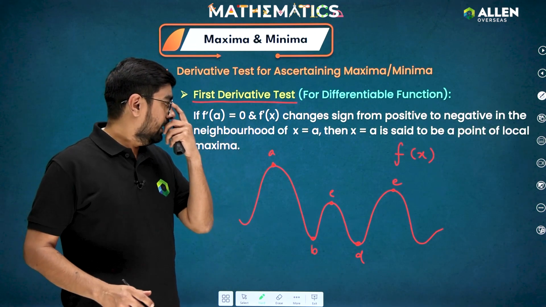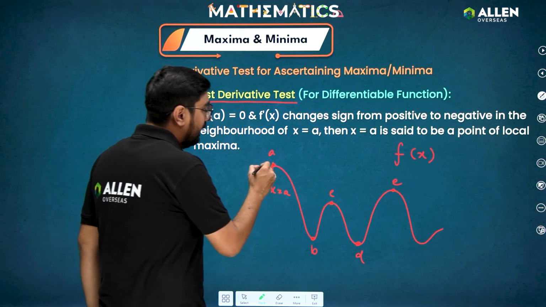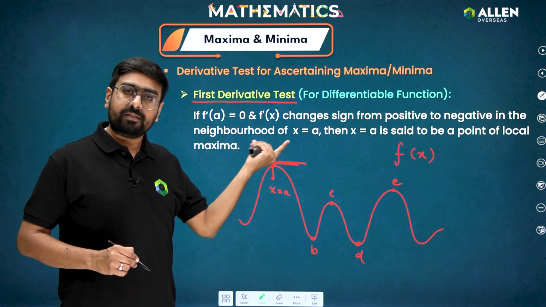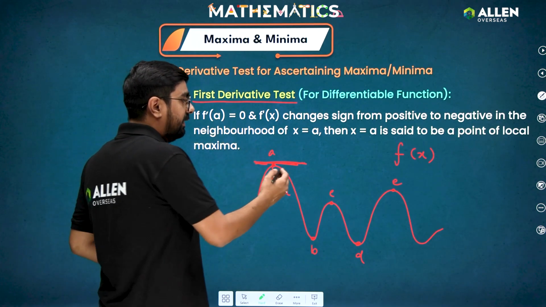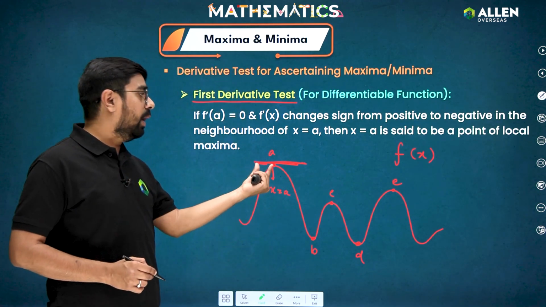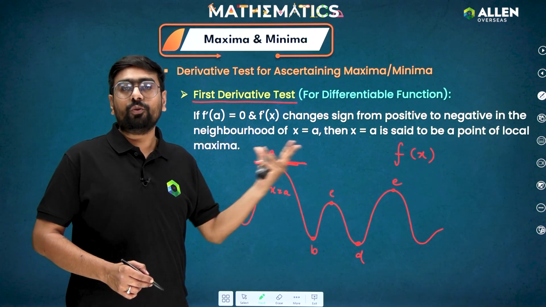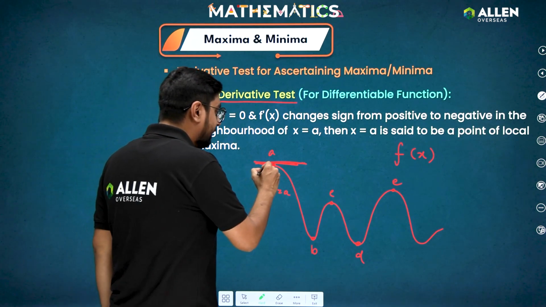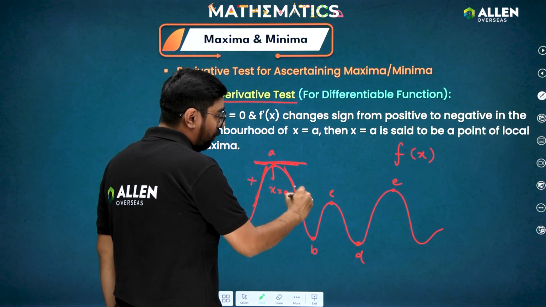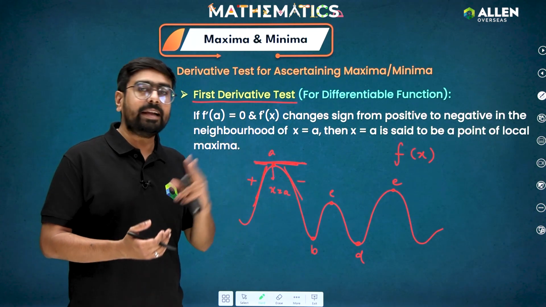Now, if we talk about this point, x equal to a, at this point f dash x is going to be equal to 0, because f dash x is the slope and the slope is 0 at this point. So basically f dash a is equal to 0. At this point, if we see the sign of the graph, the sign is positive over here, and in the neighborhood of x equal to a, over here the sign changes to negative.